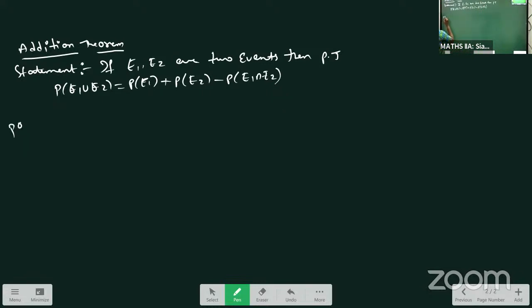For this, the proof goes like this. By taking two cases, we are going to derive this theorem. One is E1 intersection E2 is a null set. The second is E1 intersection E2 is not a null set. So by taking two cases, we have to derive. In the proof, what is given? Given that E1, E2 are two events.